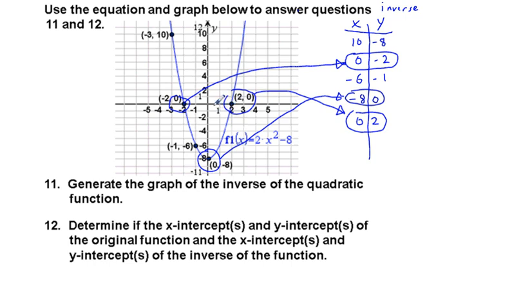So that's going to be 1, 2, 3, 4, 5, 6, 7, 8, 9, 10. So right here, and -8 will be way down here. Okay, so that's going to be 10, -8. 0, -2. So 0, -2 is going to be right here.